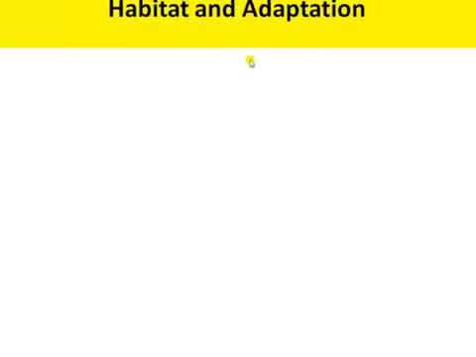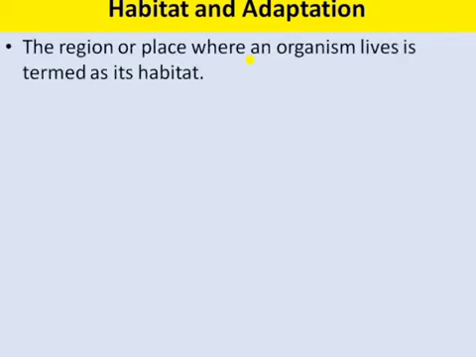Next is habitat and adaptation. First is the habitat. The region or place where an organism lives is known as habitat. A variety of animals and plants can be seen at almost every place on the earth. The natural environment of a living thing is called its habitat. A habitat can be a pond, forest, moist soil, river, grassland, or desert.